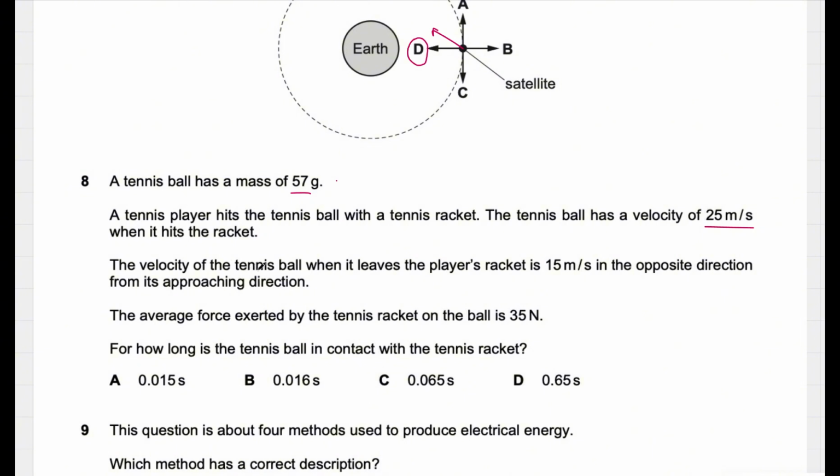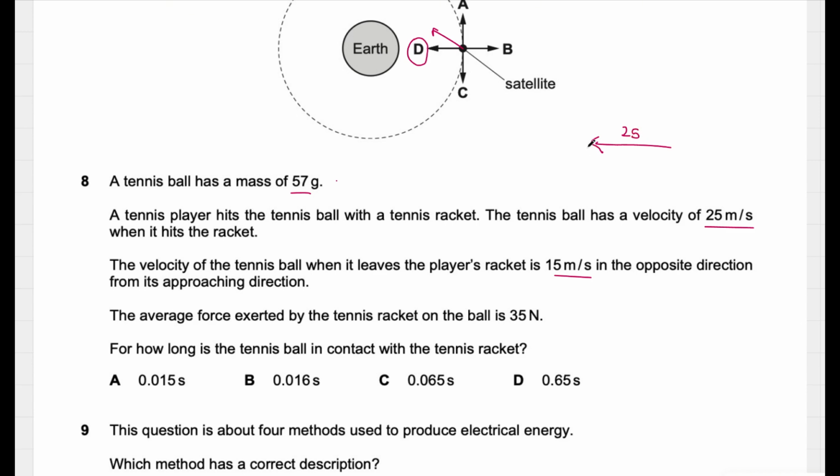The velocity of the tennis ball when it leaves the player's racket is 15. This is when it leaves in the opposite direction. Okay, let's say the tennis ball is going this way with a speed of 25 meters per second.